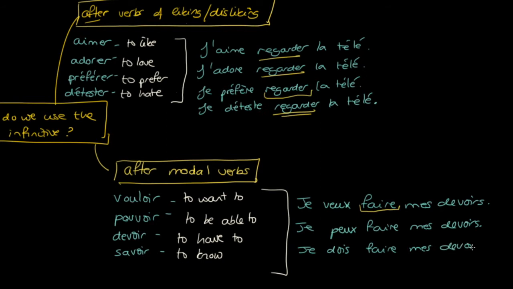Or je sais faire mes devoirs, as in I know how to do my homework. Maybe just choose not to do it. Yeah. So each time, of course, my faire remains infinitive. Of course, we could change that to je veux jouer au foot, I want to play football. Je peux jouer au foot, I can play football. Je dois boire de l'eau, I have to drink water.